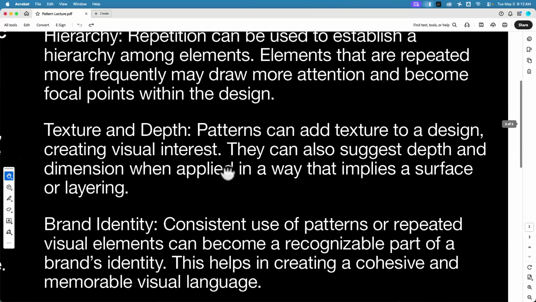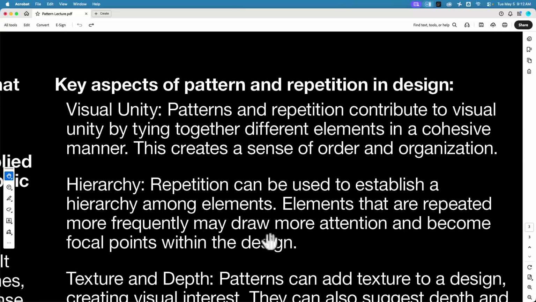The job that we have is to visually communicate a message that somebody gave us. Somebody wants to sell something. They say, hey, so-and-so, I want you to create something to sell my product, but it needs to be clear, clean, and understandable to everybody. So something we can use is repetition or pattern. Let's break it down a little bit. Visual unity. Patterns and repetition contribute to visual unity by tying different elements in a cohesive manner.